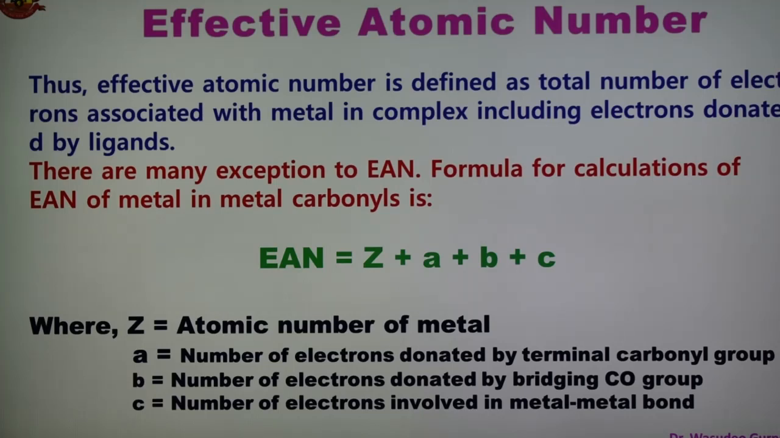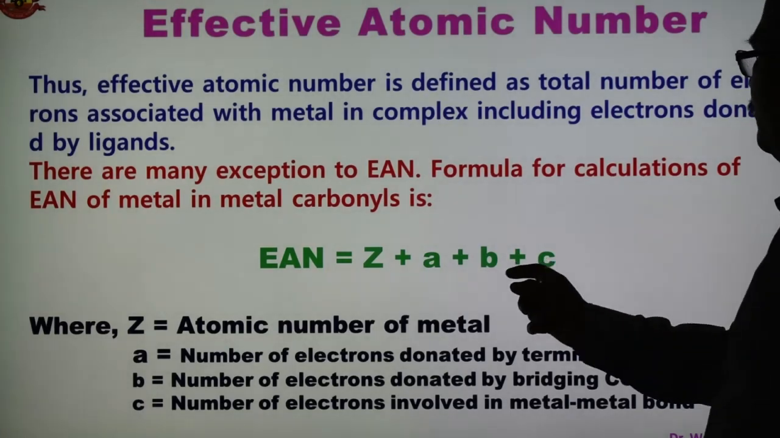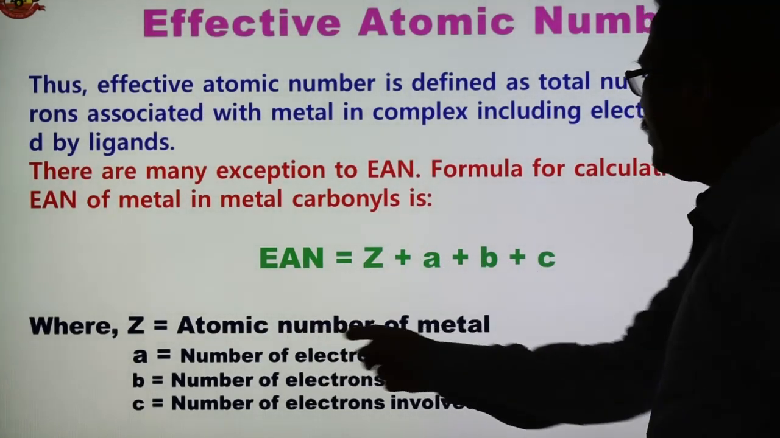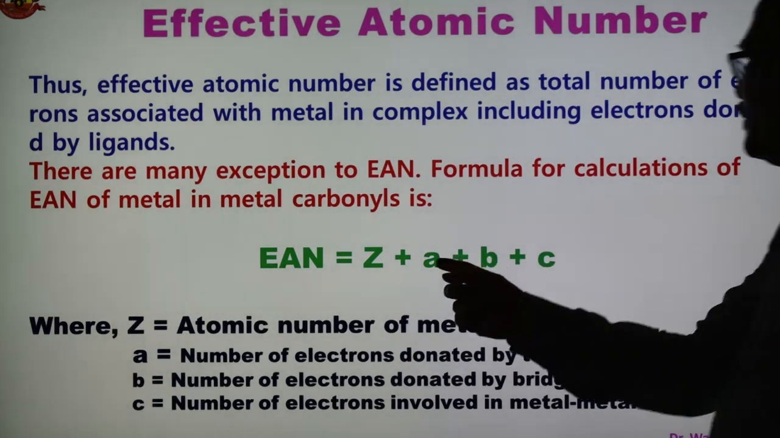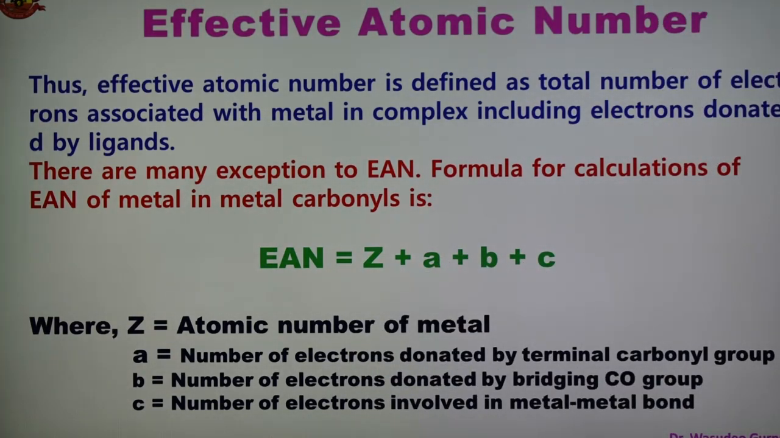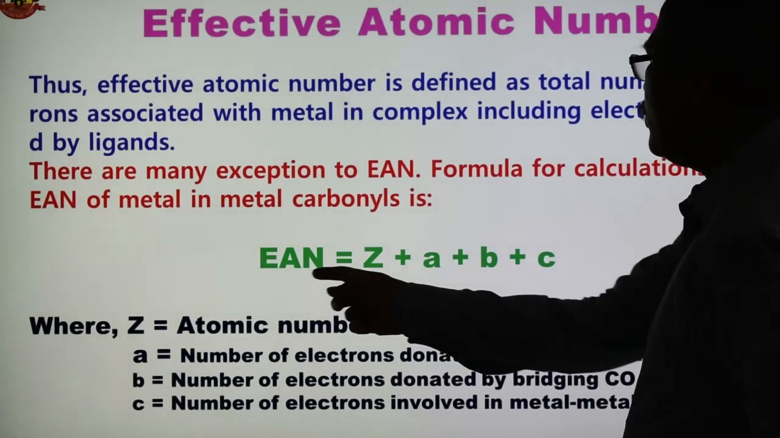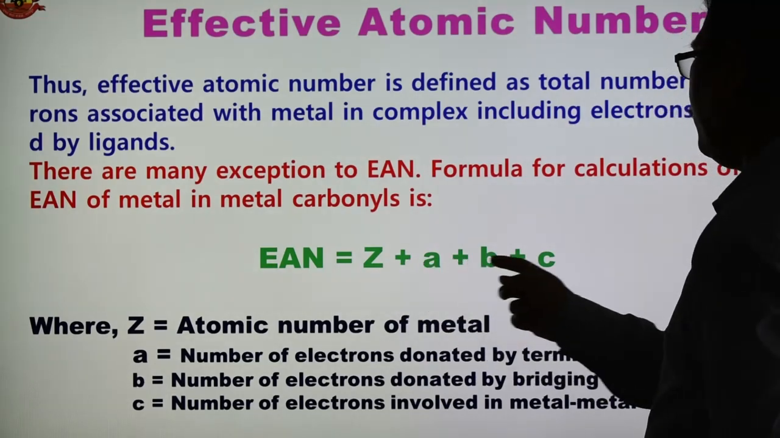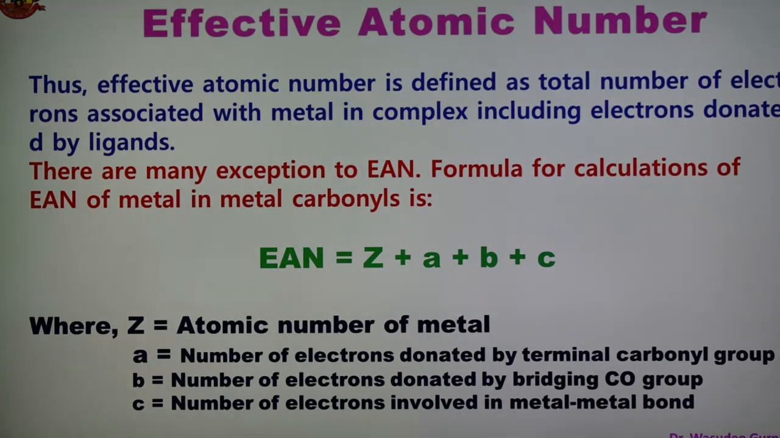The formula for calculation of the EAN of the metal in metal carbonyl is EAN equal to Z plus A plus B plus C. Z is the atomic number of the metal, A is the number of electrons donated by the terminal carbonyl group, B is the number of electrons donated by the bridging carbonyl group, and C is the number of electrons involved in the metal-metal bond. By using this formula, we can calculate the value of EAN in the metal carbonyl.